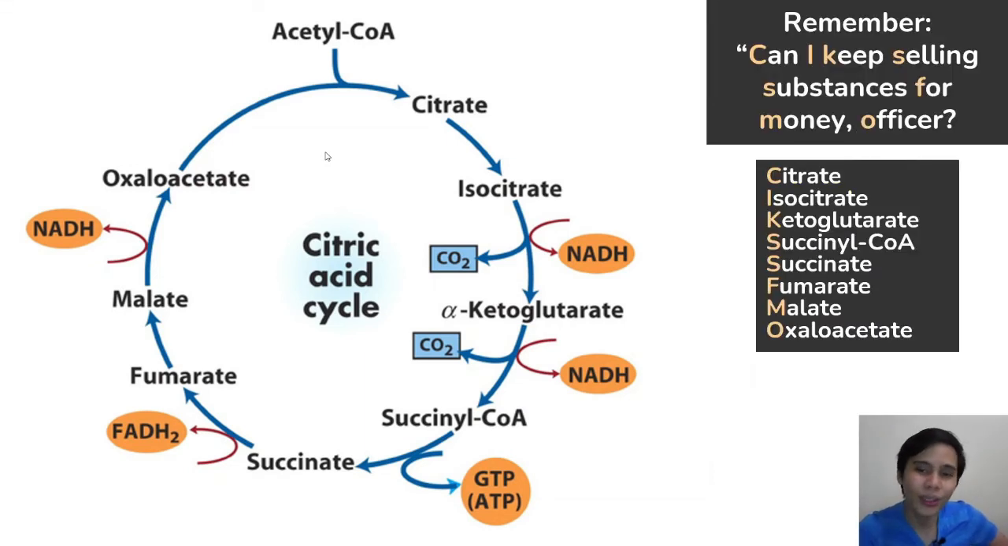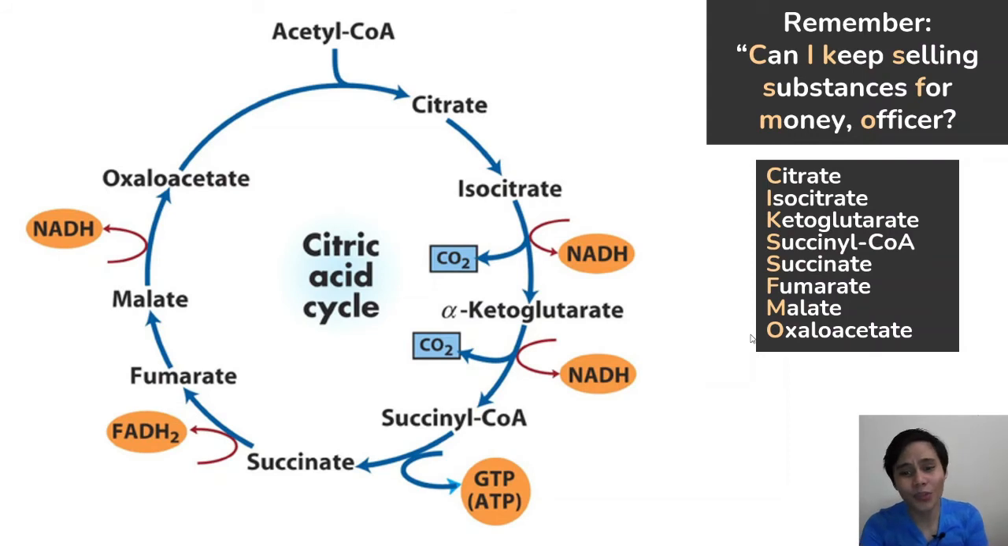We have a mnemonic. So the mnemonic is, can I keep selling substances for money, officer? Or can I keep selling whatever S word you want to put there for money, officer? Same mnemonic that med students use to memorize the Krebs cycle. And it stands for citrate, isocitrate, alpha-ketoglutarate, succinyl-CoA, succinate, fumarate, malate, and oxaloacetate.